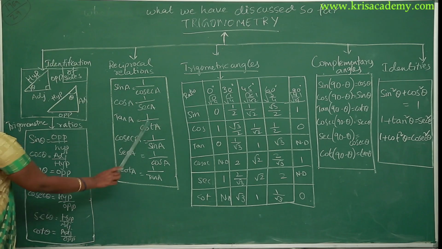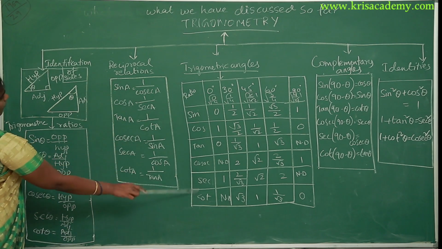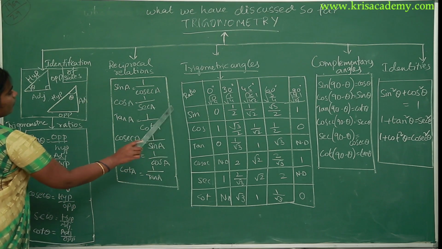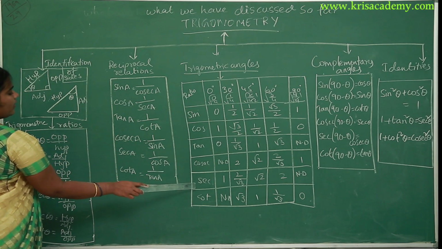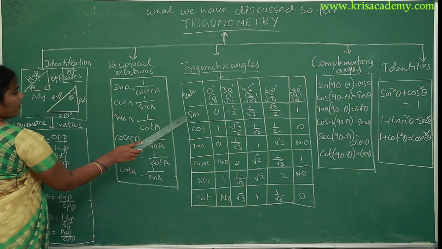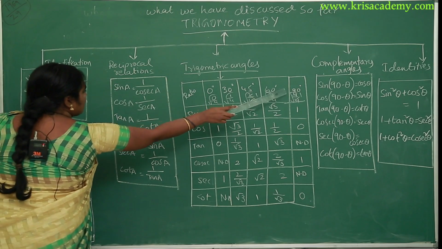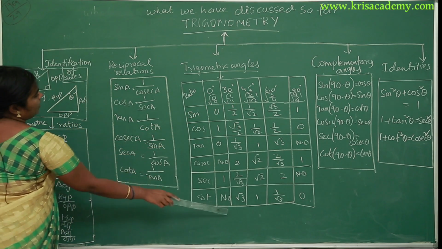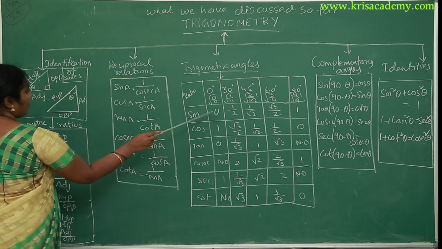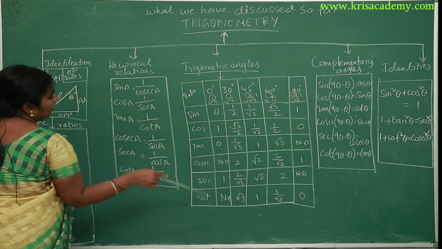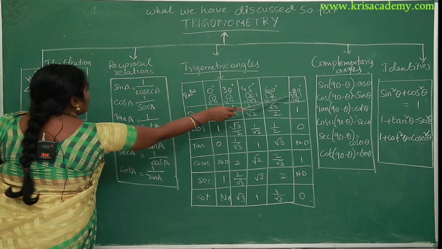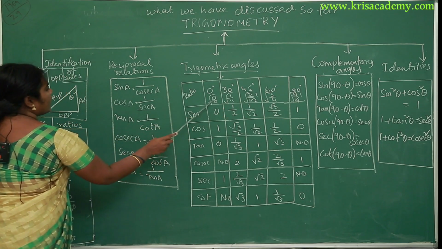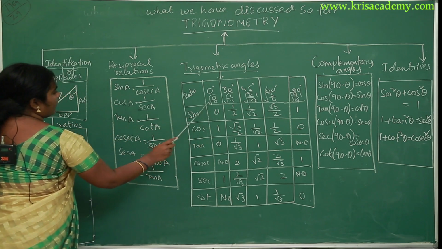After this part, the main part of trigonometry is trigonometric angles. So we have 6 trigonometric ratios: sine, cos, tan, cosecant, secant, cot. For each trigonometric ratio, we have a few standard angles. Sine 0 degree is 0. Like that we have one full table. Instead of learning by heart, just write 0, 1, 2, 3, 4. Since the last digit is 4, divide each number by 4 and apply square root.